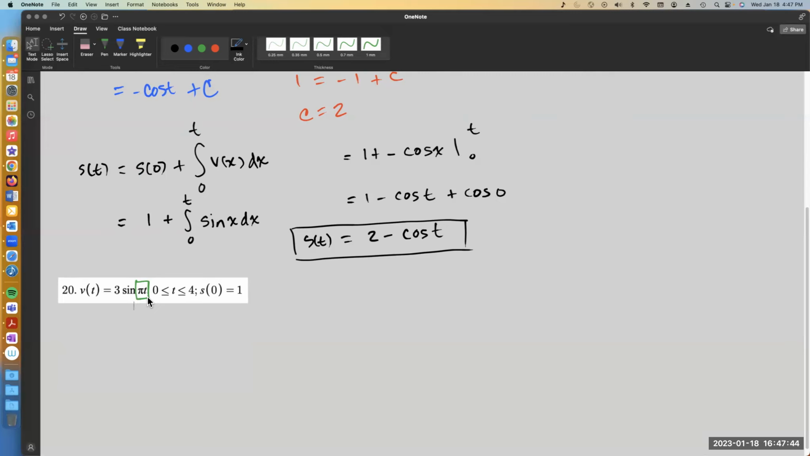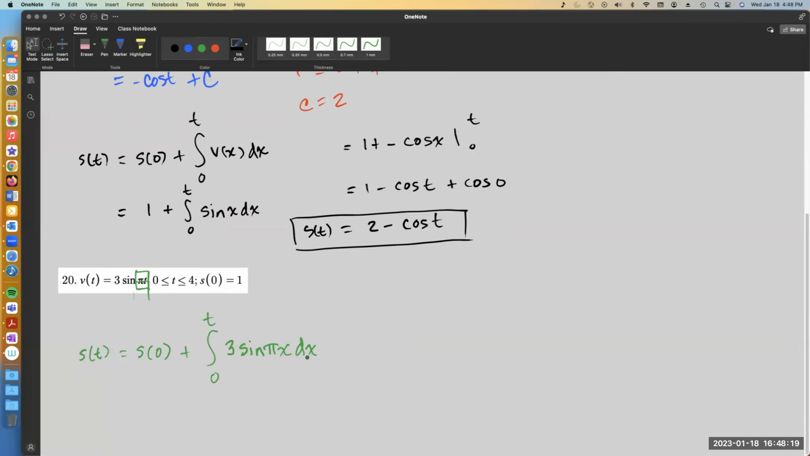So I'm going to use the future value method. So S of t will be the initial position plus the displacement on the time interval 0 to t. And we're going to integrate the velocity function. Well, the velocity function is given as 3 sine pi t. Oops, can't use a t. Put in an x. So that is the future position. That's the position at time t, where t is some time value in the future.